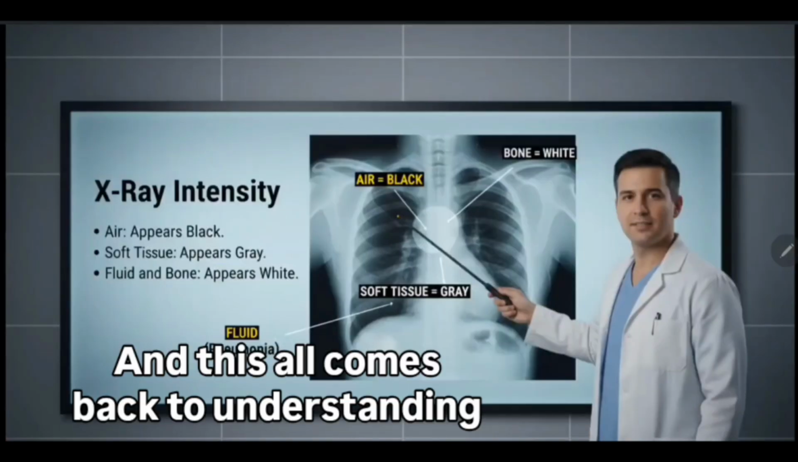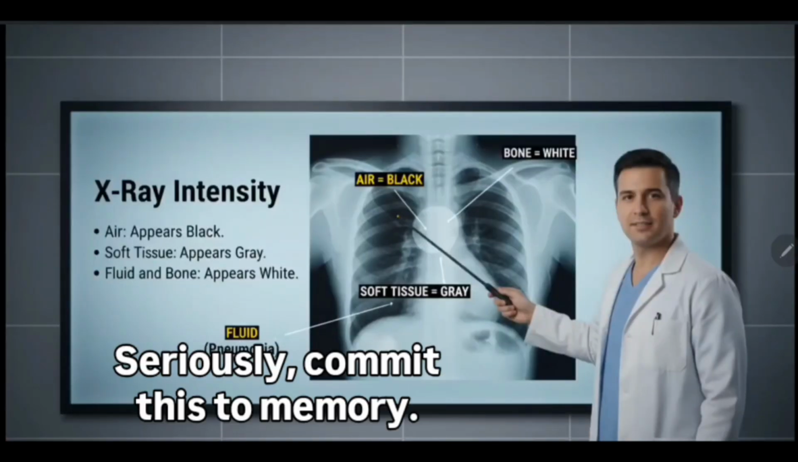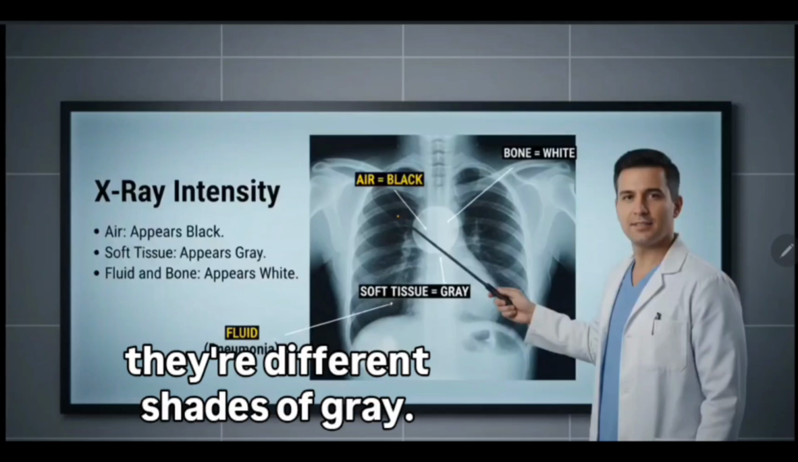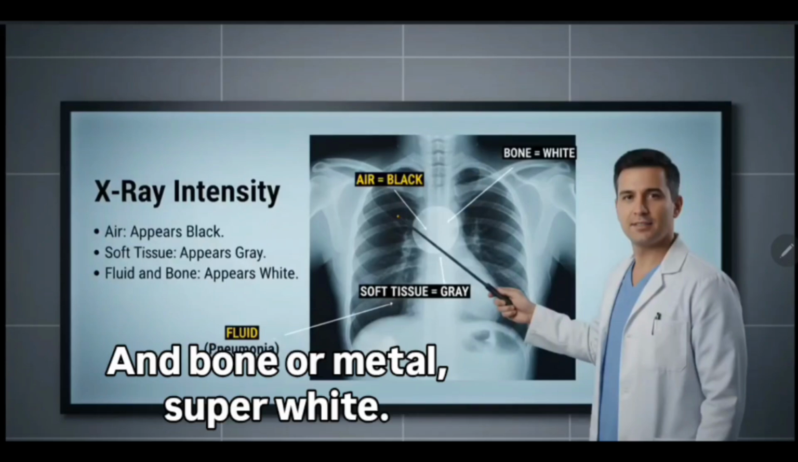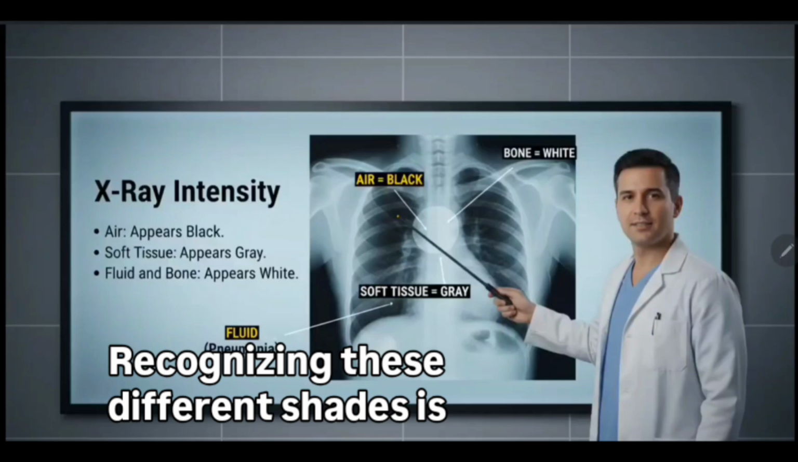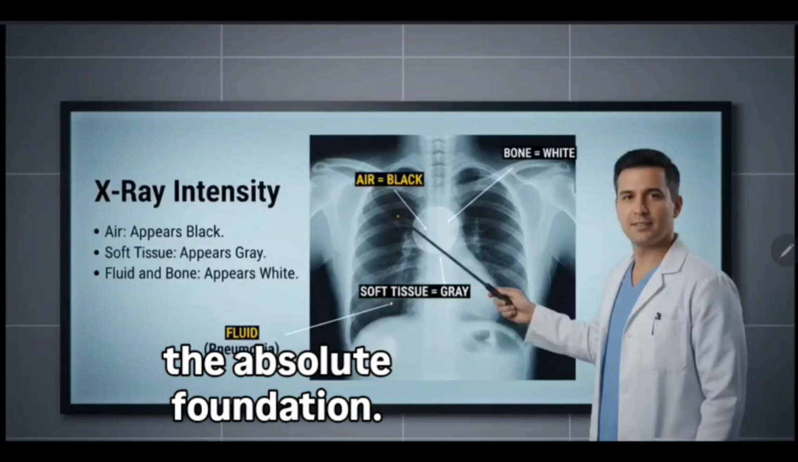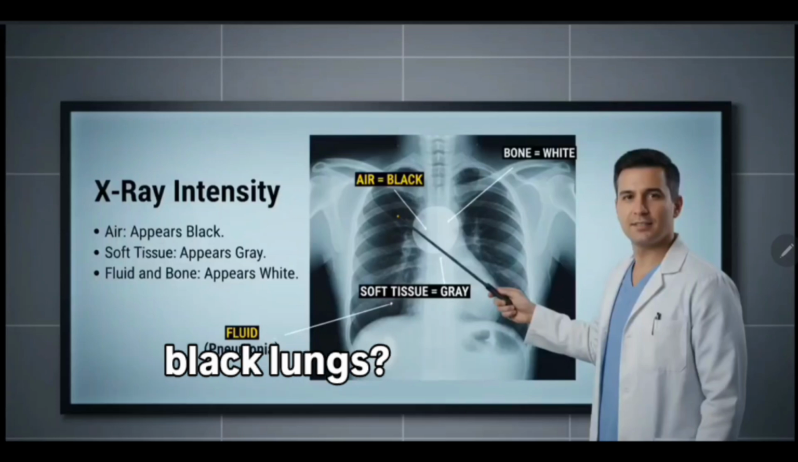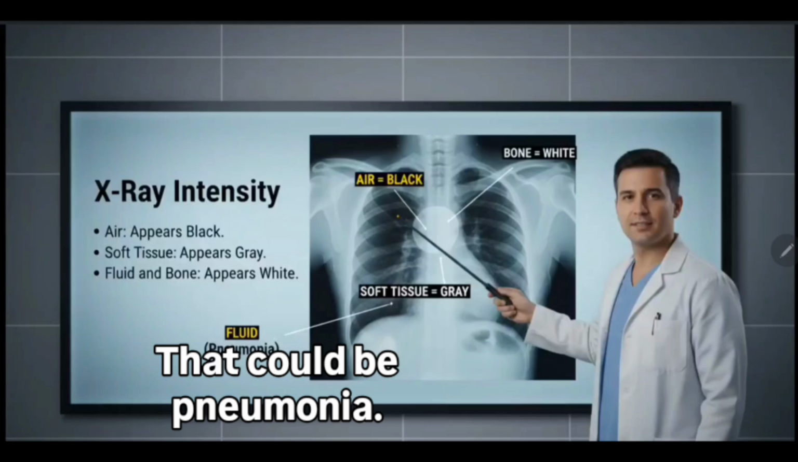And this all comes back to understanding the basic densities. Seriously, commit this to memory. Air is black, soft tissue and water, they're different shades of gray, and bone or metal, super white. Recognizing these different shades is the absolute foundation. It lets you ask the right questions. Is there too much white in the normally black lungs? Well, that could be fluid, that could be pneumonia.